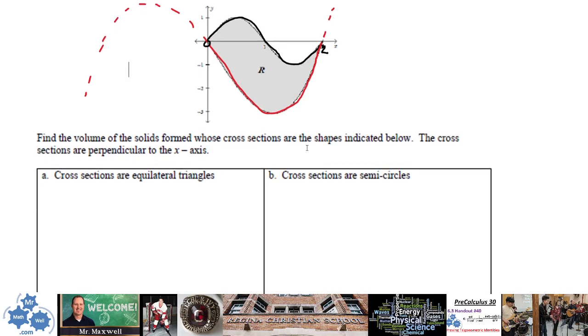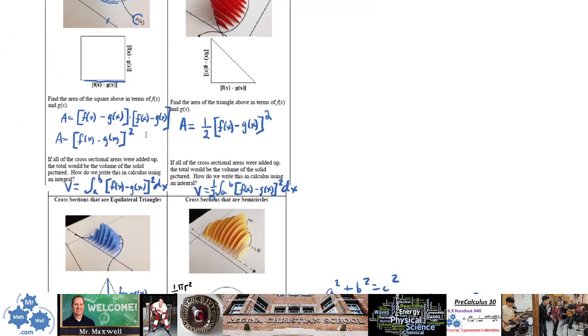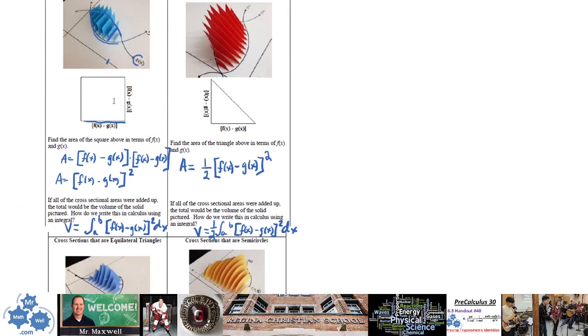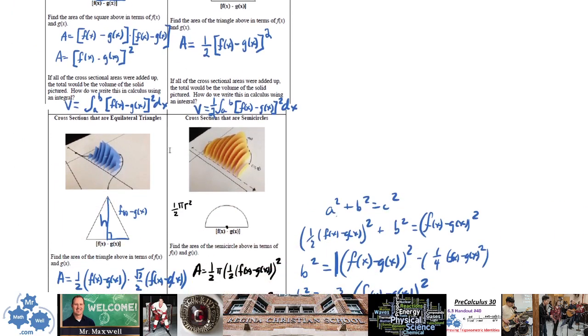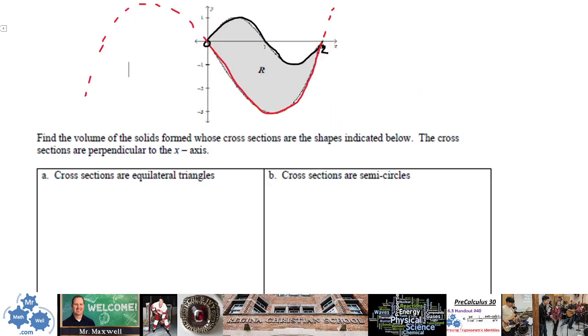So what this part says now is we're going to use what we know about cross sections, and we're going to find the volume of the solids that would be formed by the cross sections, which are the shapes indicated below here. We've done some work in the first video. Now let me just go back here and show you what we did. So this work right here, okay? If we're talking about rectangles, or right triangles, or equilateral triangles, we do have the integrals already prepared and set up. So this is from the first video.